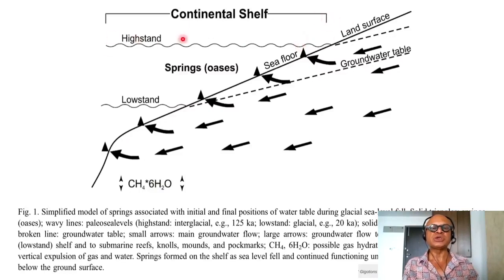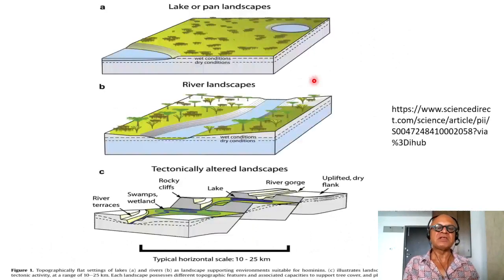There is the continental shelf, which typically is defined as depth of 200 meters, and you can see this is the land floor, sea floor, and these are the springs or oases. So you can see how groundwater table is being affected by the change in sea level, which basically means water availability and also vegetation change, hydrologic structure changes, lake levels and associated marine resource availability and so on and so forth.